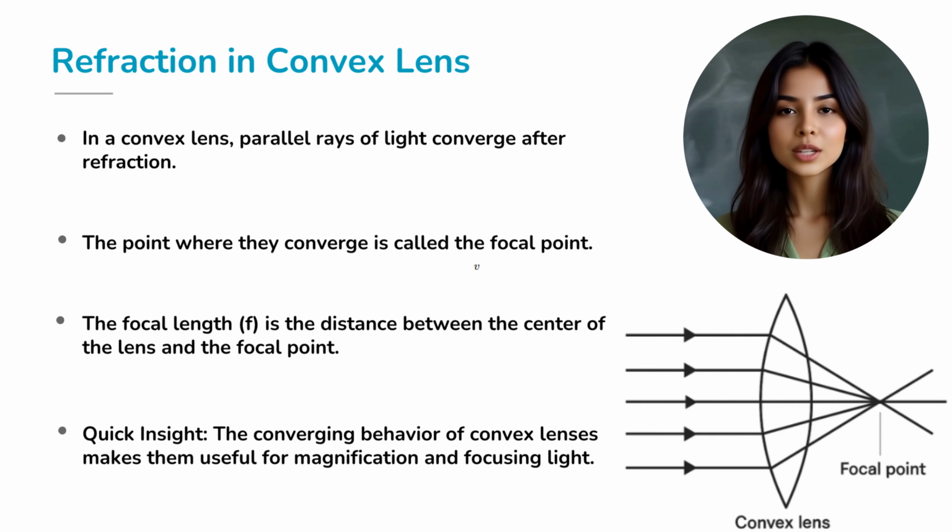But what's important here is understanding that this converging behavior allows convex lenses to focus light, which is why they are used in so many devices, from magnifying glasses to cameras and even eyeglasses. The focal length, the distance between the center of the lens and the focal point, tells us how strongly the lens bends the light. The shorter the focal length, the stronger the convergence. This is what allows convex lenses to magnify and focus images, making them incredibly useful in various optical applications.